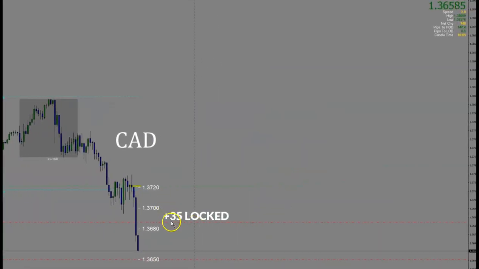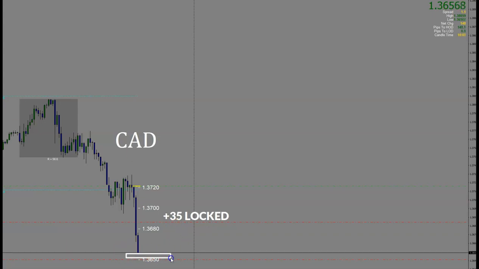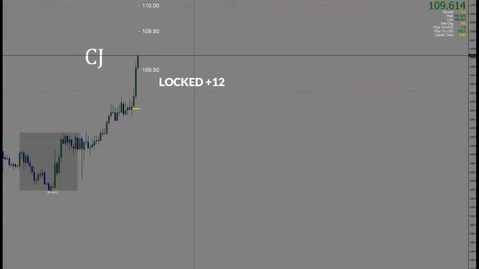Dollar CAD, I've moved it down also to lock in 35, and price is coming really close to this limit area. CAD yen was the only one I haven't moved, but I'm going to go ahead now and move this, and I'm going to lock in 24 pips right here.